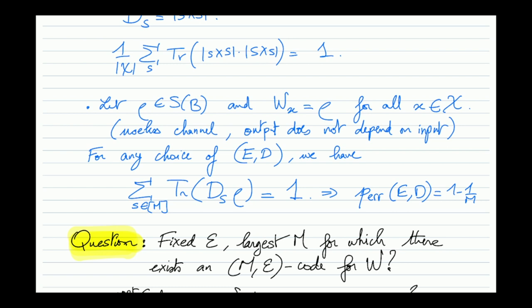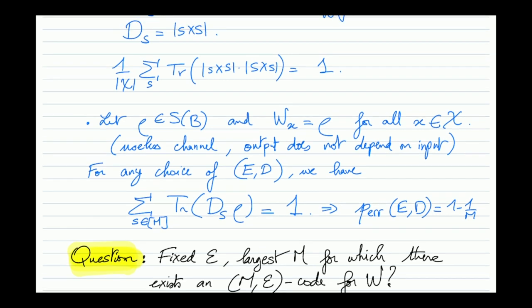So we have that, if I take the sum over all s in M of the trace of D_s rho, I get 1. So if you plug this back into the error probability expression, you get that the error probability is just 1 minus 1 over M. Because we're doing things on average, you can be correct on one of the messages, but you'll be wrong on all the others.